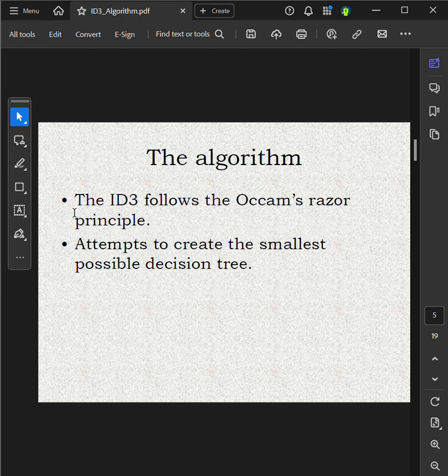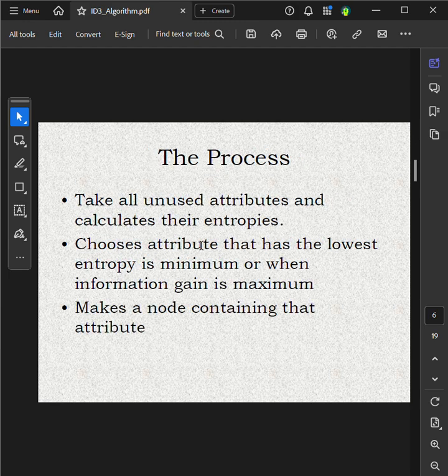Let's talk about the algorithm. The algorithm follows Occam's razor principle, which basically means it tries to create the simplest decision tree possible. In other words, it prefers shorter trees because they tend to generalize better and avoid overfitting. Here is how the process works: it takes all the attributes of a dataset, calculates their entropy, and chooses the attribute that has the lowest entropy or the maximum information gain. This attribute becomes a node in the decision tree, and the process continues branching out until all the data is classified.